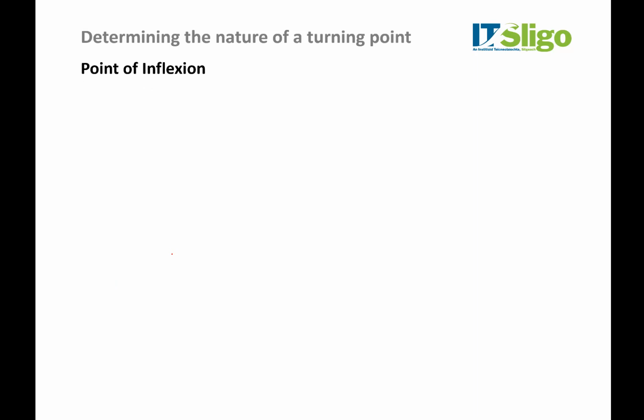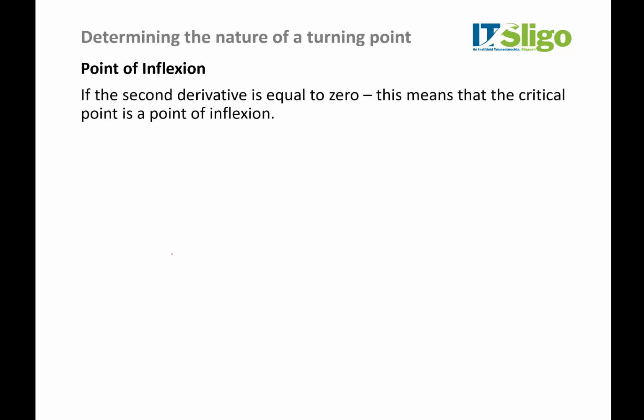So for a point of inflection, well, we've looked, a minimum point has a second derivative that's positive. A maximum point has a second derivative that's negative. For a point of inflection, well, it's neither positive or negative. The only thing it can be is 0. If the second derivative is equal to 0, that means you're looking at a critical point, which is a point of inflection.